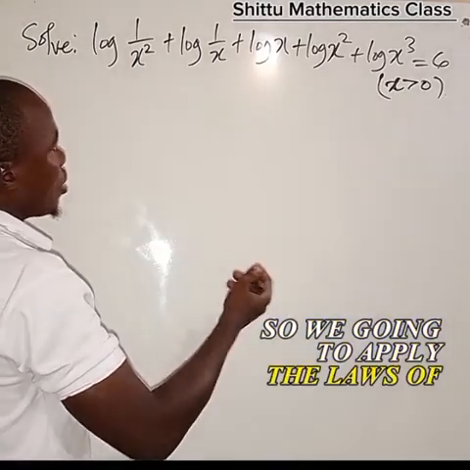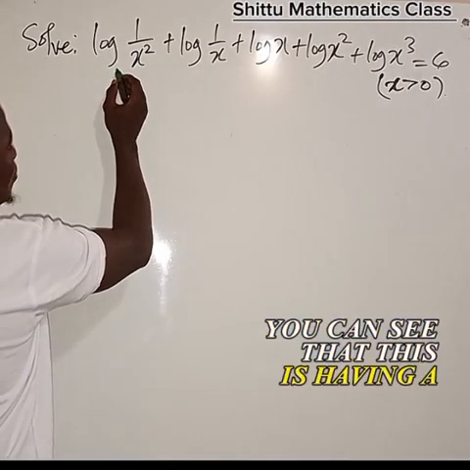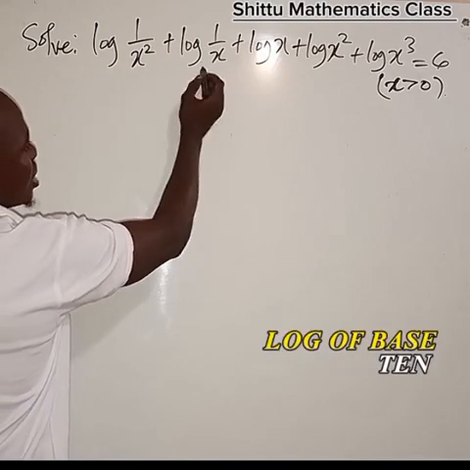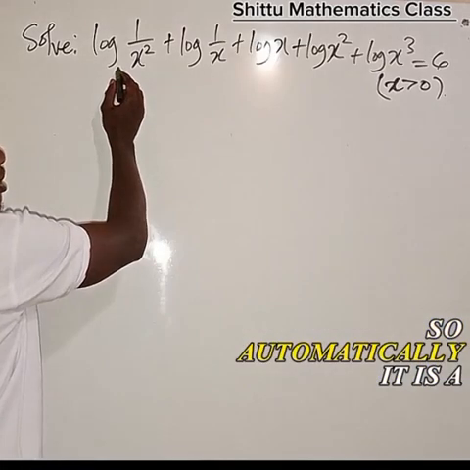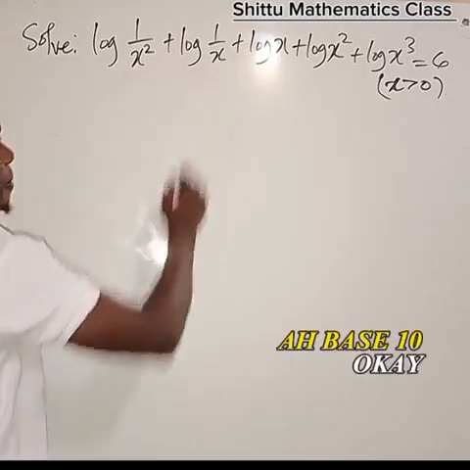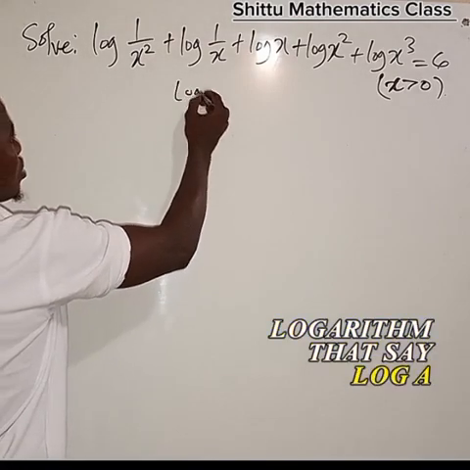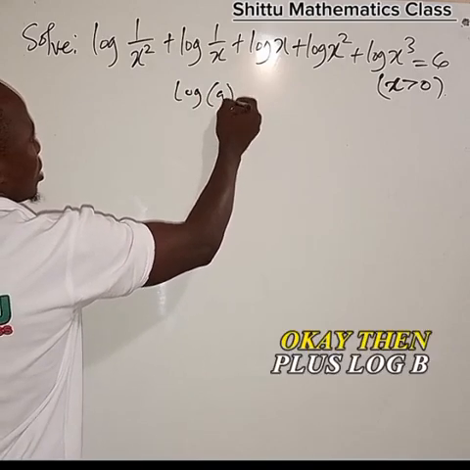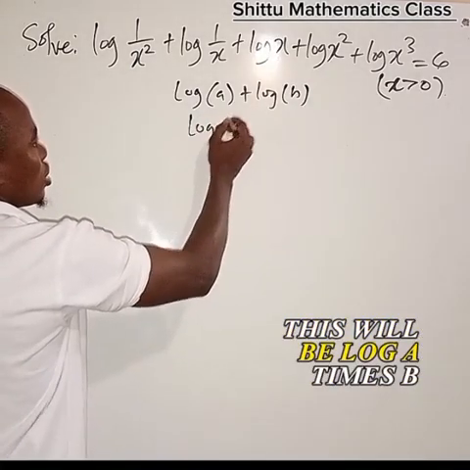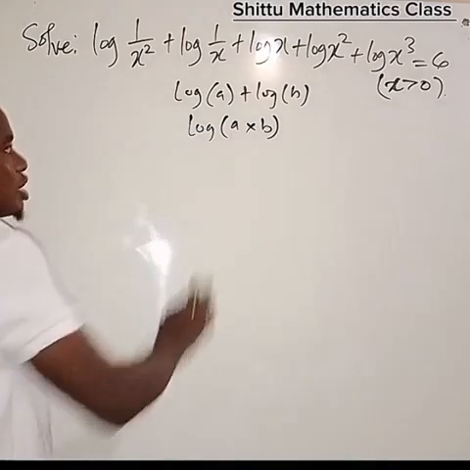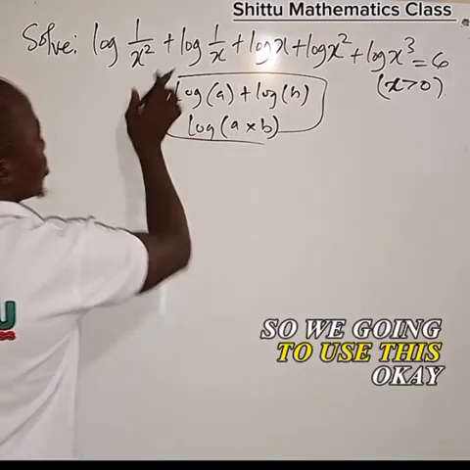So we're going to apply the laws of logarithm. If you look at this, you can see that this is a log of base 10 all through. If the base is not indicated, it is naturally base 10. So now we can use the law of logarithm that says log a plus log b is log a times b. That is the multiplication law. So we're going to use this here.